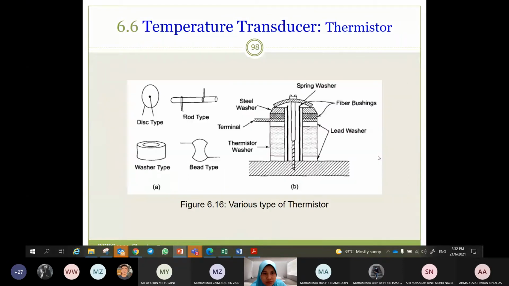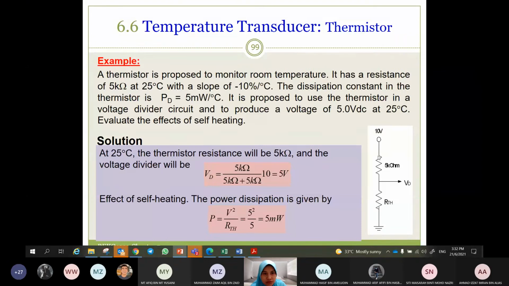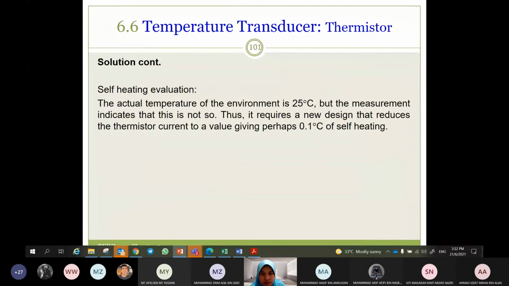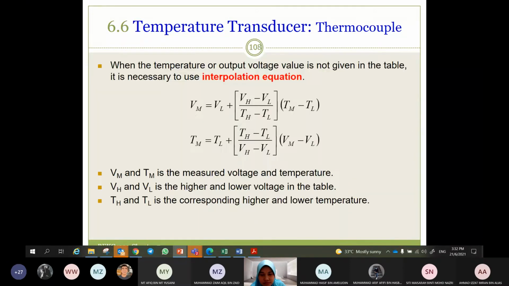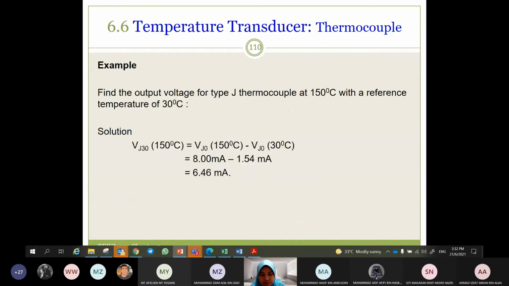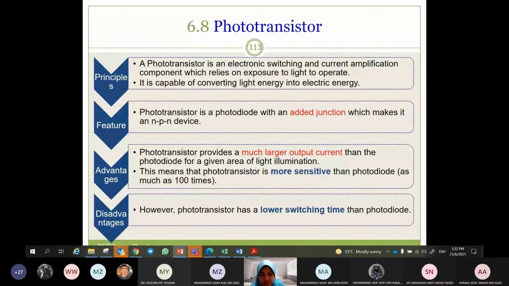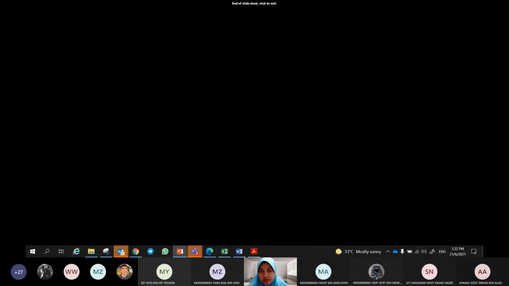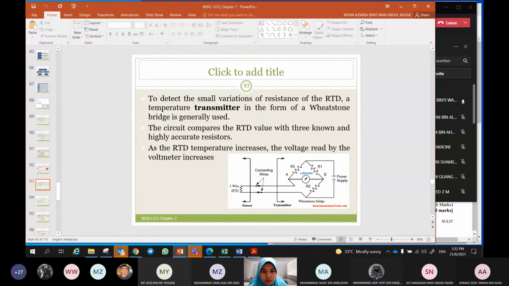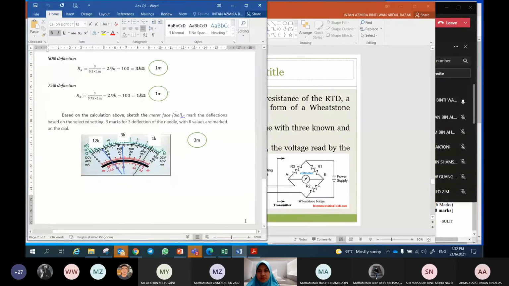Okay, class. You can read the rest of the chapter by yourself. Now, I want to discuss the solution for the midterm test. Okay. So, where is the question? Okay, so this is the question of your midterm test. Inshallah, I will return your midterm test by this week.